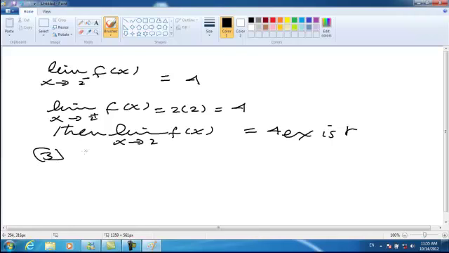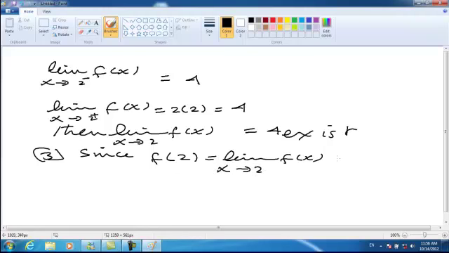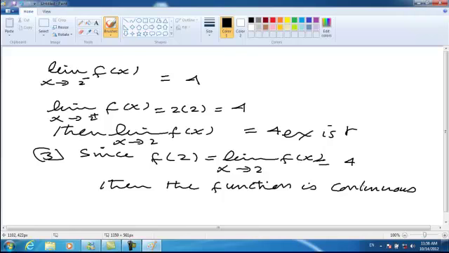Number 3, since f of 2 equals the limit of f of x as x tends to 2, all equal to 4, then the function is continuous at x equal 2.